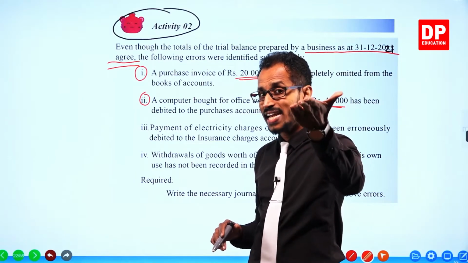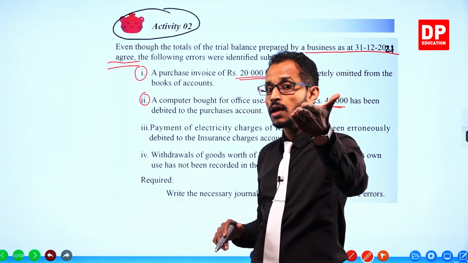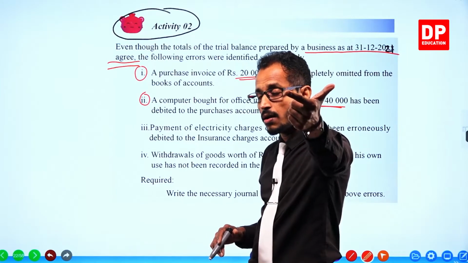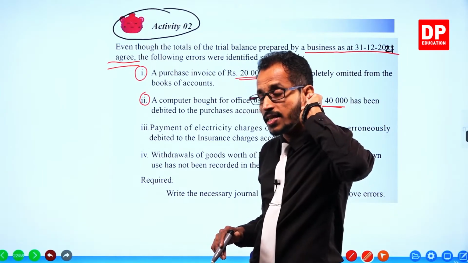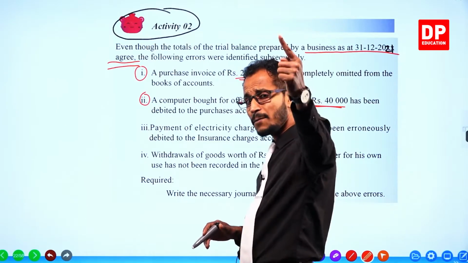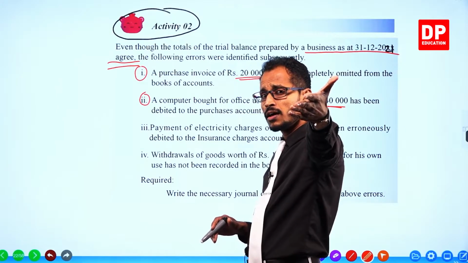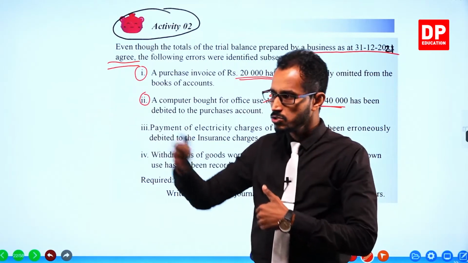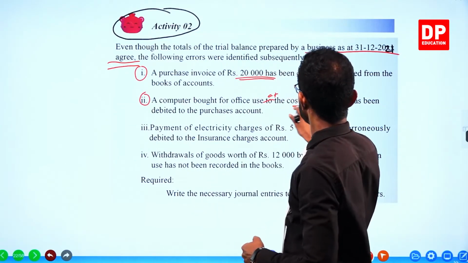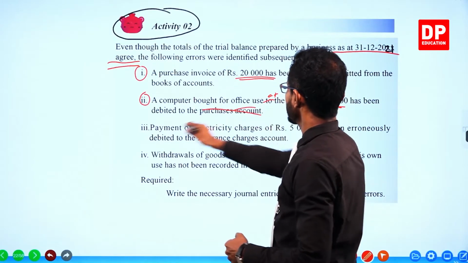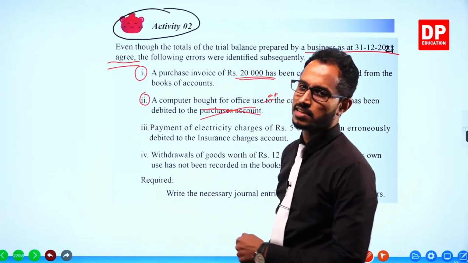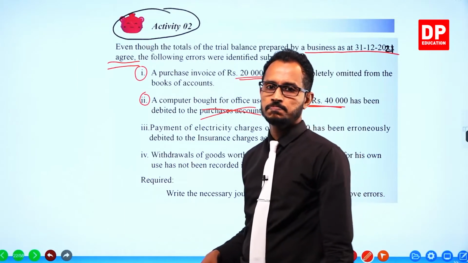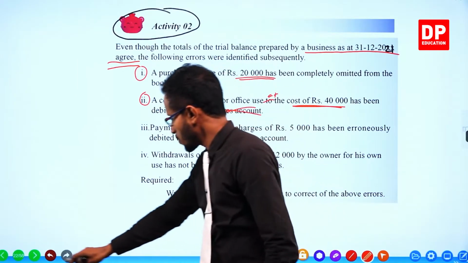What purchases do you enter in the purchases account? I can see that you are trying. Yes, very good. Purchasing of goods, trading goods. If you purchase trading goods only, you enter in the purchases account. Otherwise, you don't enter these non-current assets in the purchases account. You have to remove that.